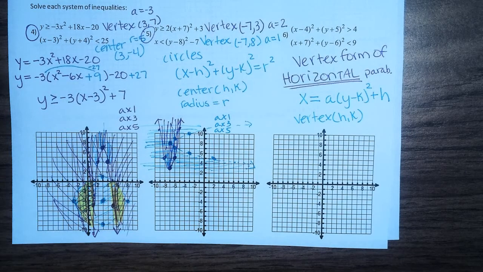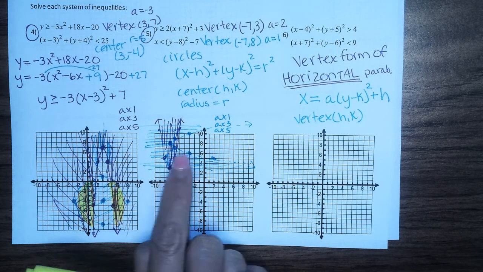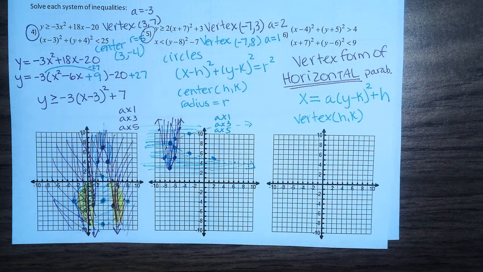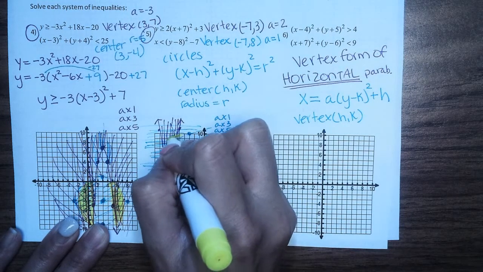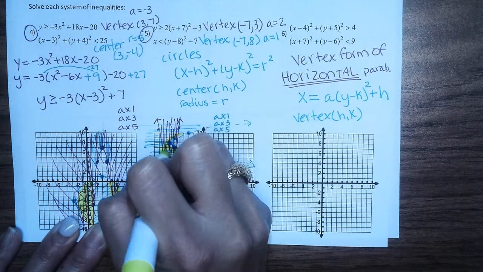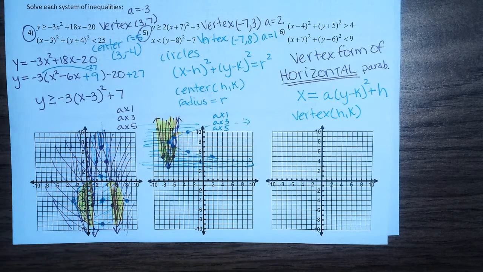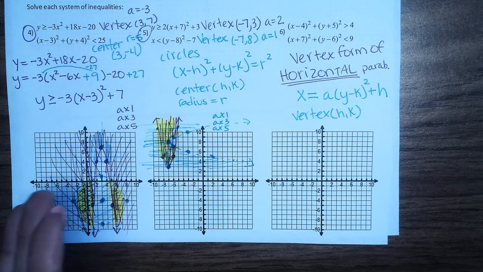The final answer should be, I guess kind of like Muhammad would say, inside and outside, but it should be inside of the vertical parabola, but outside on the horizontal one. So it should be almost everything inside of that, but it needs to be outside of that little bitty piece right there. So that's what the final answers are for the systems. For the inequalities, your answer is a shaded region. So that's the shaded region.